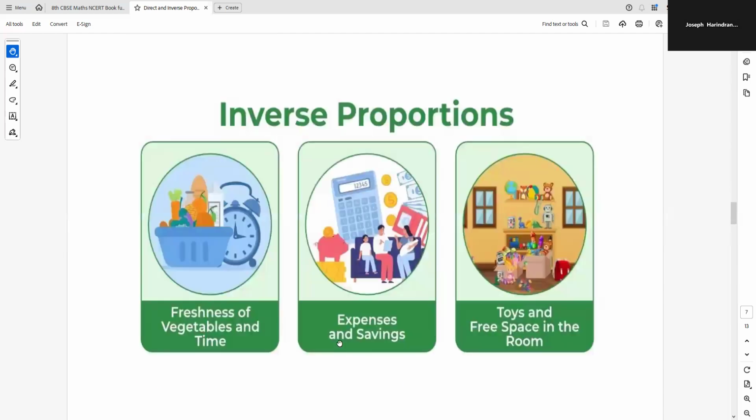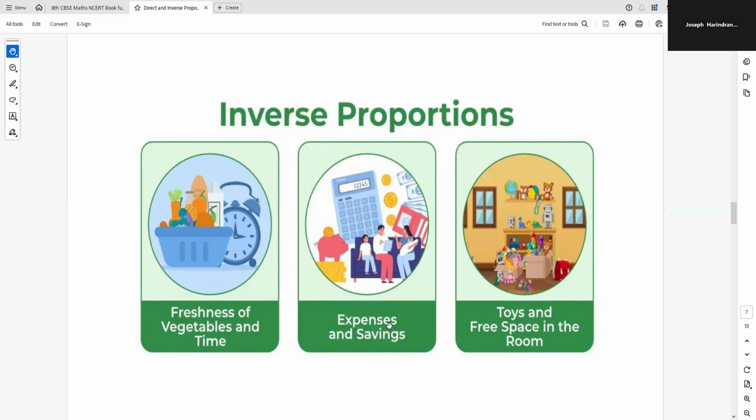Now we see inverse proportions. What is inverse proportion? The concept of inverse proportion. Take the freshness of vegetables and time. The freshness is more when the time is less. As the time increases, the vegetables start becoming less fresh. The freshness of the vegetable decreases. So as the time increases, the freshness decreases.